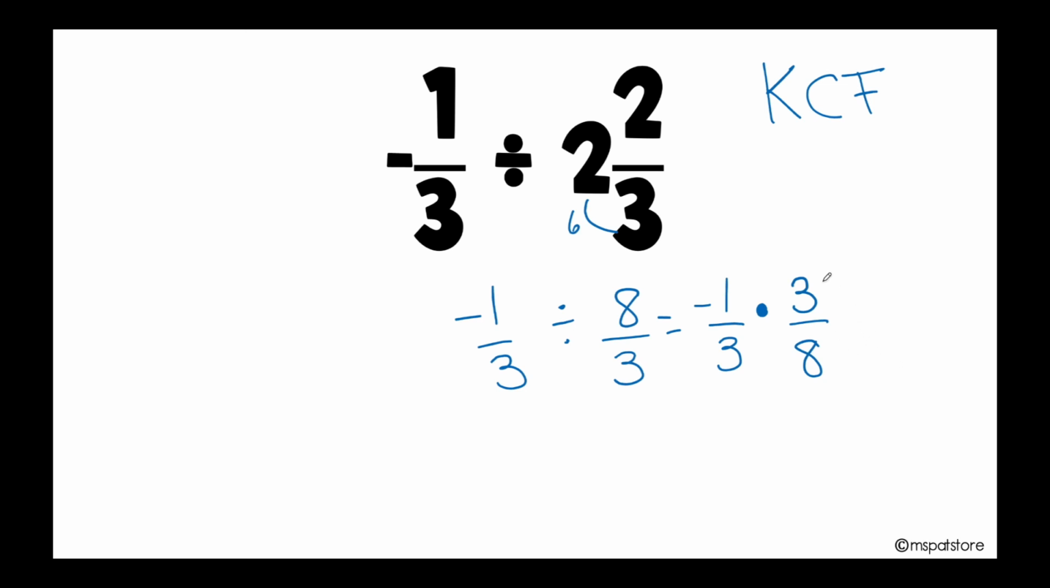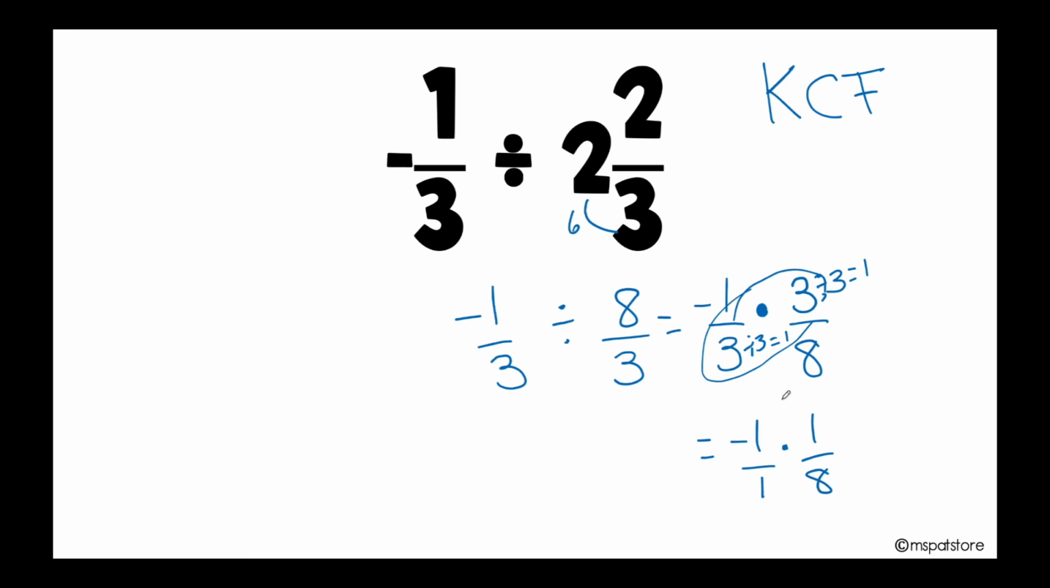In this case, I can simplify first because 3 and 3, they share the same times table. So I'm going to divide this by 3, divide this by 3. Remember that this is optional. You don't have to do this if you don't want to. So it will be negative 1 out of 1 times 1/8. Now you're ready to multiply.